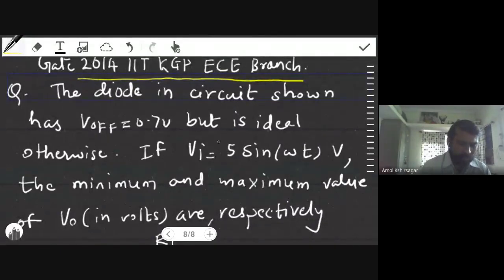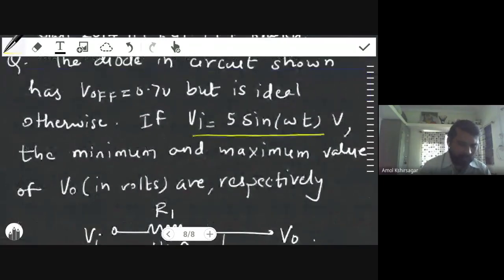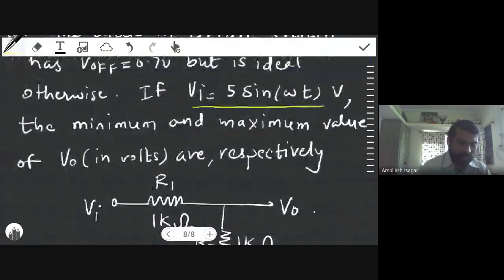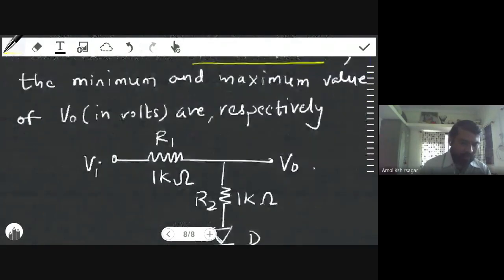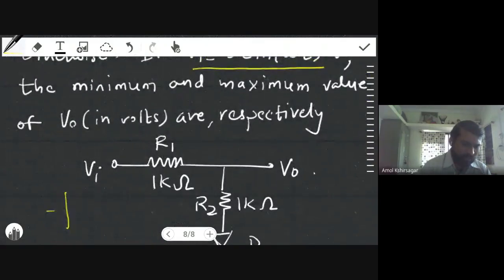The question is given like this: the diode in the circuit shown below has a V_on of 0.7 volt, but is ideal otherwise. If Vi is equal to 5 sine omega t, the minimum and the maximum value of V0 are respectively. So what is given? Input is given. Input is a sine wave.